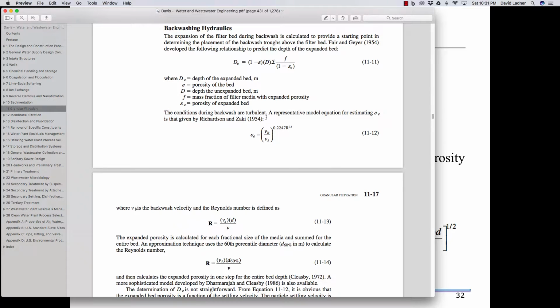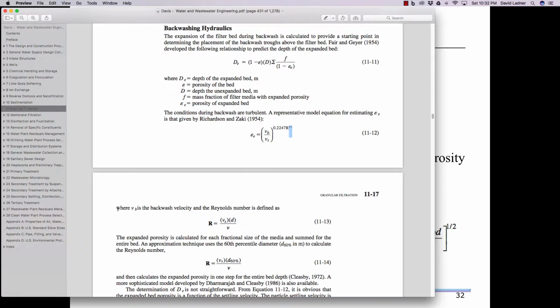When we look at the book, we see that the conditions during backwash are turbulent, and a representative model for estimating the porosity of the expanded bed depth was given by these guys, Richardson and Zaki, in 1954. They came up with this equation with this 0.2247 number and Reynolds number to the 0.01. This is an empirical equation. In other words, they just got it from a bunch of data.